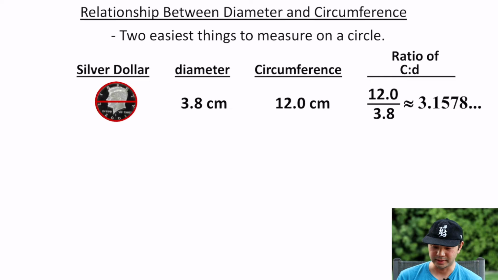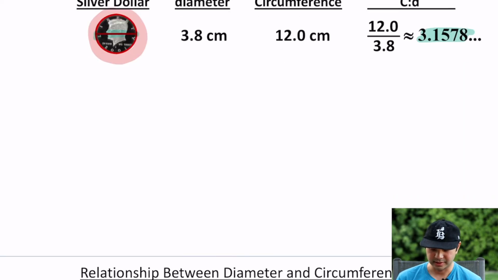So let's look at some of these relationships between diameter and circumference of different circles. Here, a silver dollar, measuring around it is 12 centimeters, and across is 3.8 centimeters. If you took the ratio of the circumference to the diameter, the circumference divided by the diameter, you would get 3.1578. All right, it's fine. Let's look at something else.